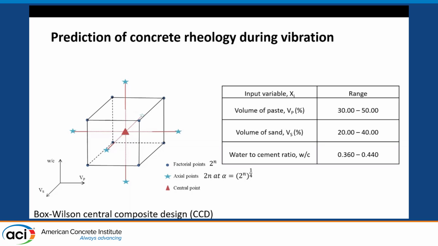So these were my input variables: volume of paste from 30 to 50%, volume of sand 20 to 40%, and water to cement ratio of 0.6 to 0.44. So ICAR rheometer has a limitation. It can only measure rheology effectively when the slump is greater than 3 inches. So I had to figure out what my extreme conditions will have to be so that I can still get reliable information from the rheometer. So I knew in these ranges I could always get values. So I made sure my axial points were basically these numbers.